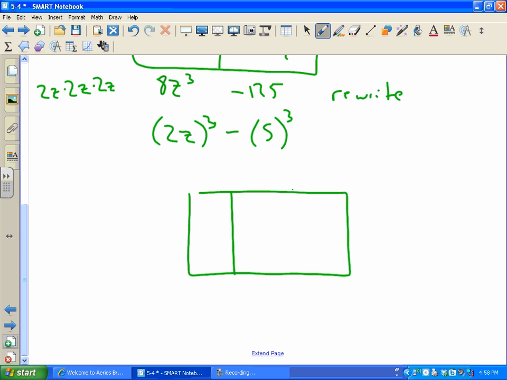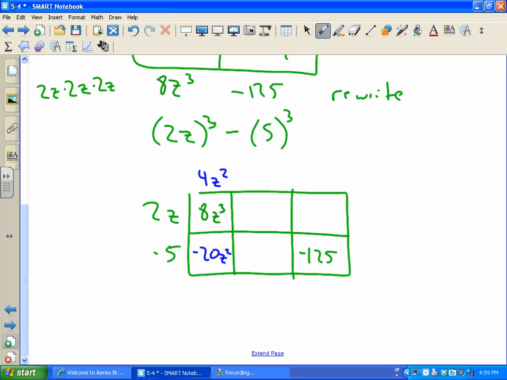I'm going to set up my rectangle. I want everything to cancel out. I know my top term has to be 8z cubed. My bottom term needs to be negative 125. And I know one of my factors will be 2z minus 5. At this point, you can work and solve the puzzle. Covering up 2z and 8z cubed, that will be a 4z squared. If that's a 4z squared times negative 5, that will give me a negative 20z squared.